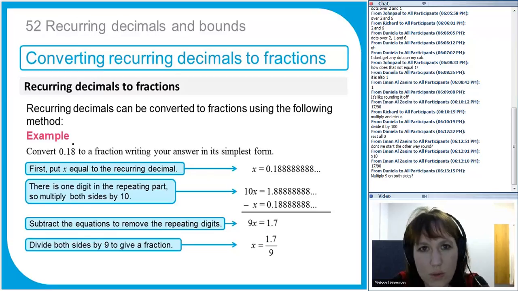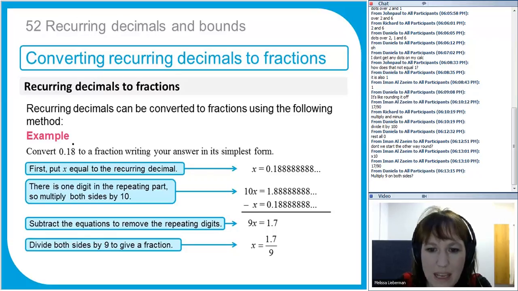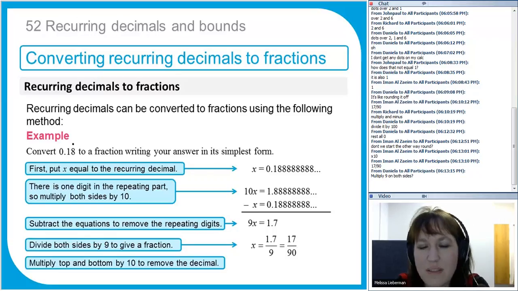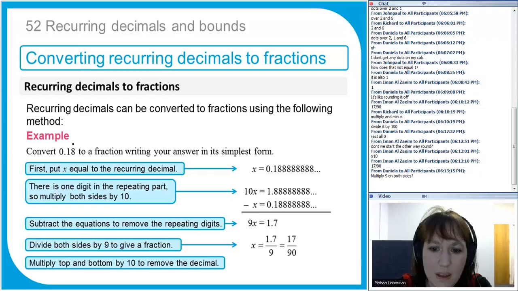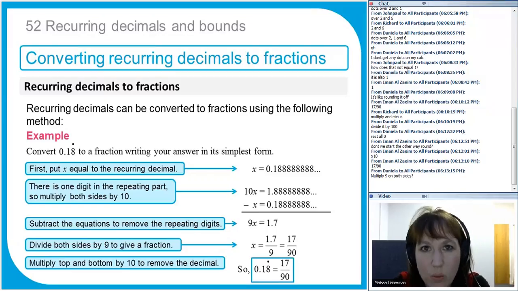So what I would need to do next is multiply top and bottom by 10, just to get rid of that decimal point and make it into a proper fraction, 17 over 90. Check whether you can cancel it down, but you can't. There's no number that divides into both 17 and 90, so that is my final answer. So 0.18 recurring as a fraction is 17 over 90.